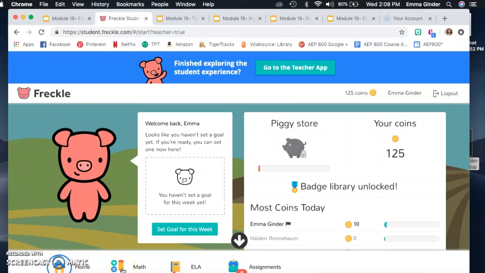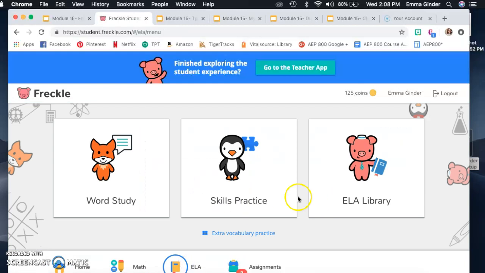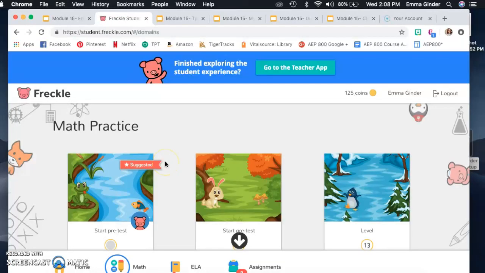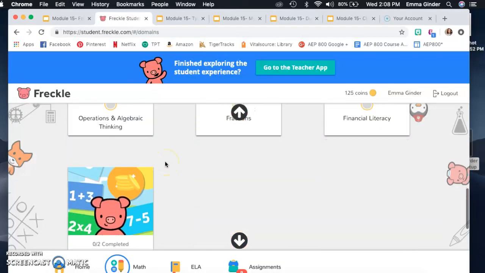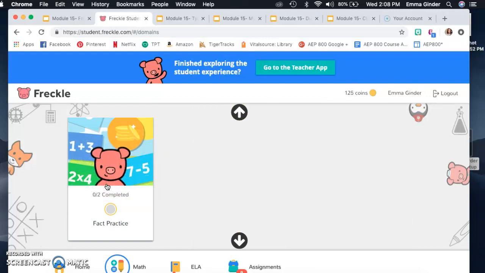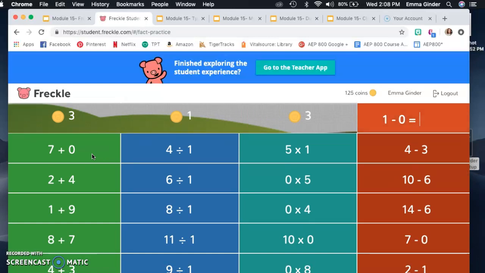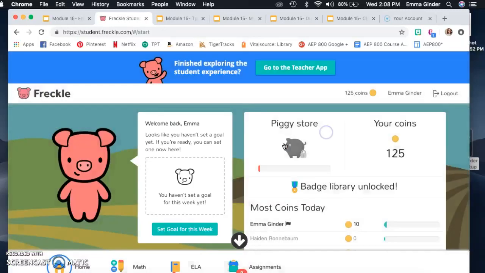I mostly use Freckle for math. I do have one student who uses it for ELA to work on her phonics and skills practice because she is one of my lower students, but I mostly use it for math. Every time my students log on to Freckle, I make them scroll down to the fact practice, and they have to complete it twice. All it is is quickly going through and solving these math facts just to work on their fluency, and then it'll take them to the next activity.